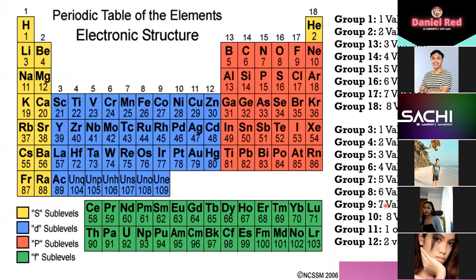Group 8, 6 valence electrons. Group 9, 7 valence electrons. Group 10, 8 valence electrons. Group 11, 1 or 2 valence electrons, and group number 12, 2 valence electrons. So take note of this particular screen, or you can take a screenshot of this presentation.